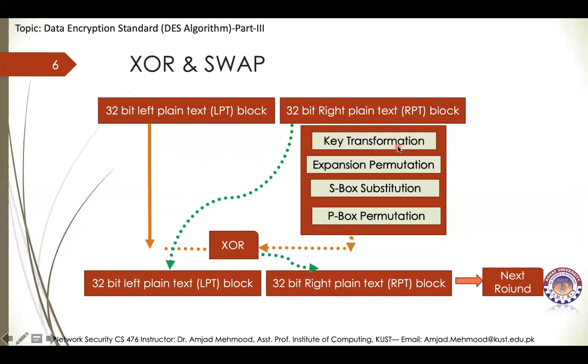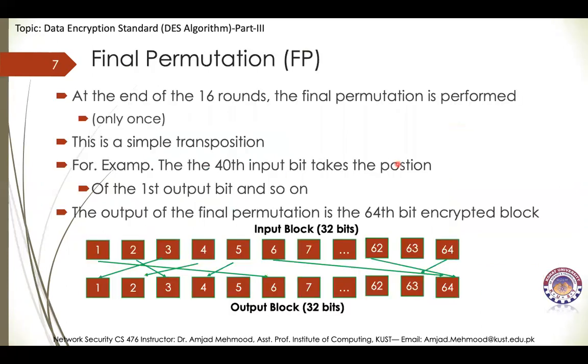After the swapping, the result is passed on to the next round, where the same operation is done with a different subkey provided. So you get the outcome and pass it to the next round. By passing through each round, you finally reach the 16th round. After you cover all 16 rounds, the final permutation is performed.